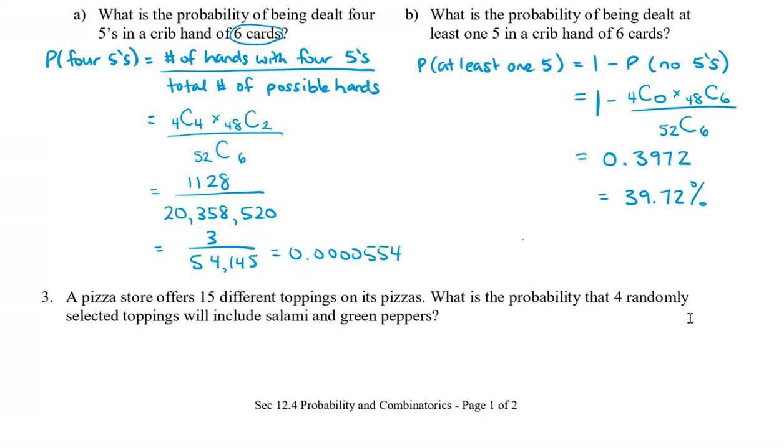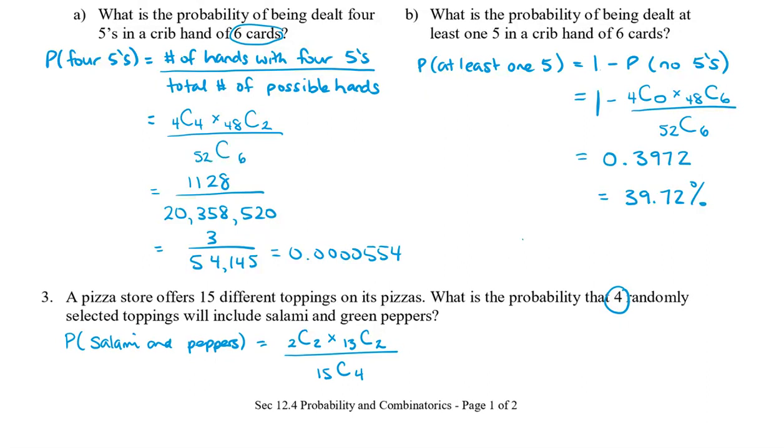Now, in this question, the salami and green peppers, we want those for sure. So we want the probability of salami and peppers. That's going to equal 2C2. So there are 2 choices, salami and green peppers, and we want both of those choices. So 2C2 times, now we only have 13 toppings left because we've taken out 2 of them, C, and because we want 4 toppings altogether, then we want 2 of the other toppings. This is all divided by 15C4.